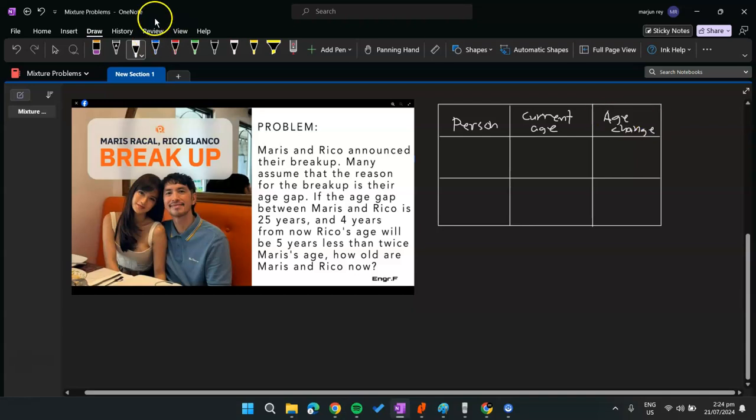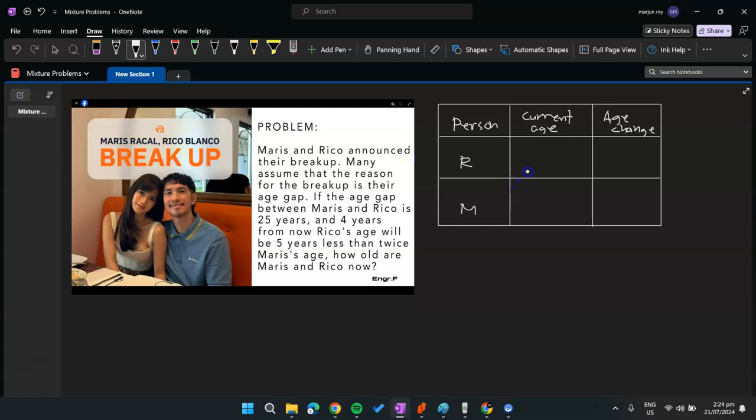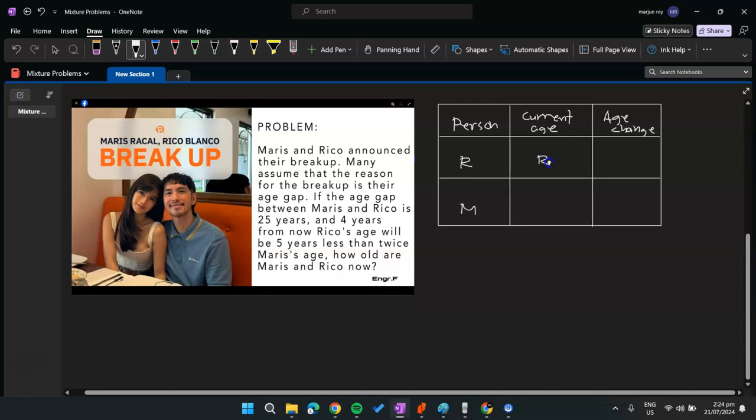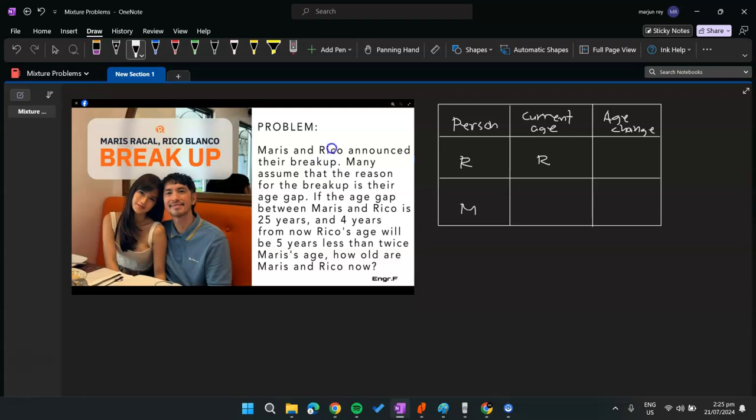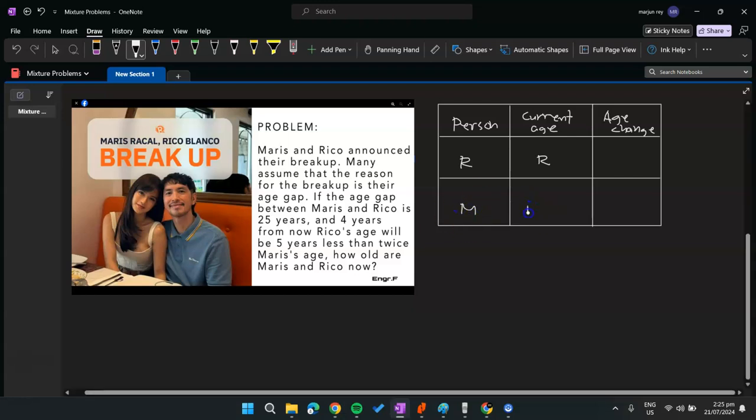All right, so sino-sino ba yung mga tao natin? We have here Rico, so I'll have R, and then Maris for M for Maris. Now, currently, ilan yung edad ni Rico? We don't know that. Yan yung hinahanap sa problem. So, we'll just label this one as R. Alright? Now, currently, ilan yung edad ni Maris? Ang sabi sa problem, yung gap nila is 25 years old. Meaning to say, yung edad ni Maris will just be yung edad ni Rico minus the gap, which is 25 years.